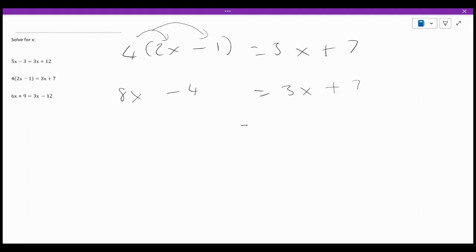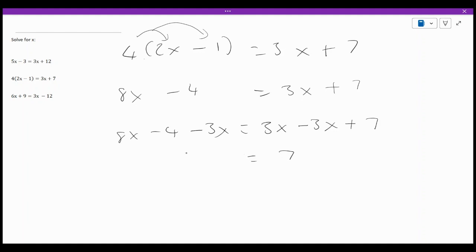Okay. Now, like I said, we're going to try and get rid of this 3x, minus 3x, by doing the reciprocal of it. Okay, and here we're going to have 8x - 4, but what we do on one side we must also do on the other.